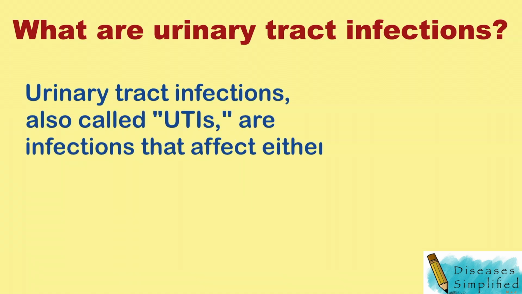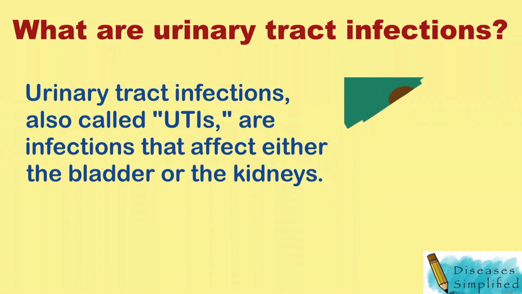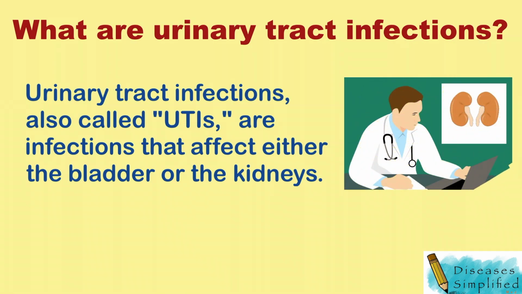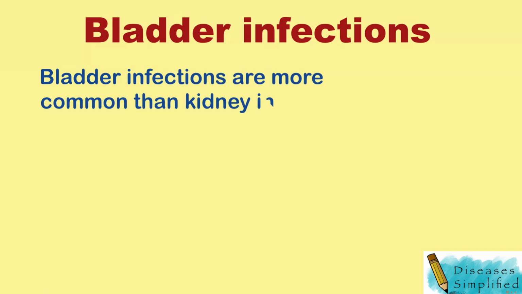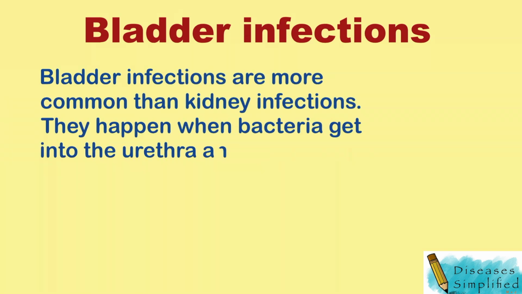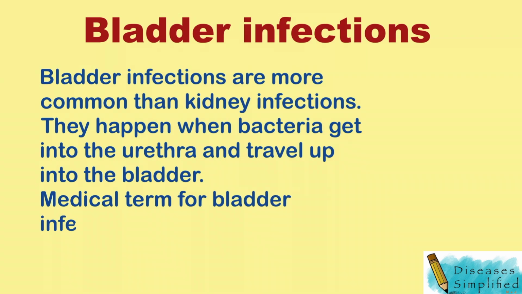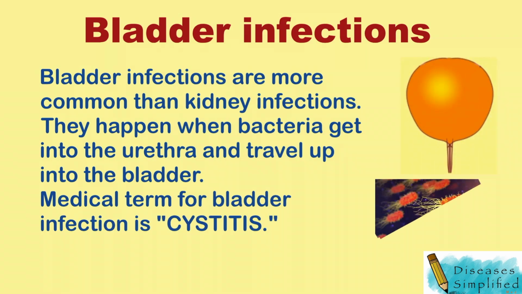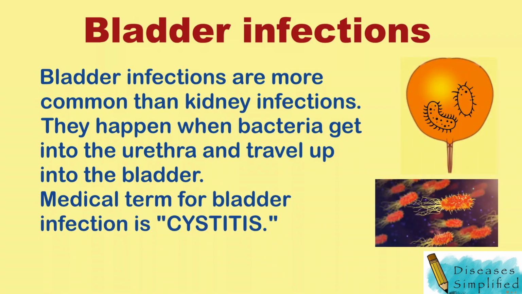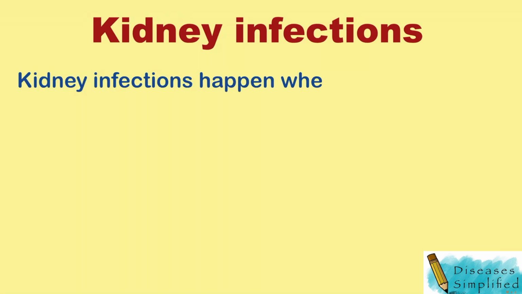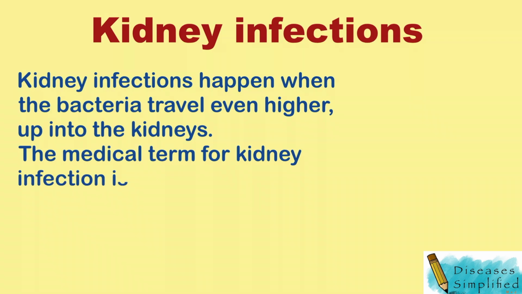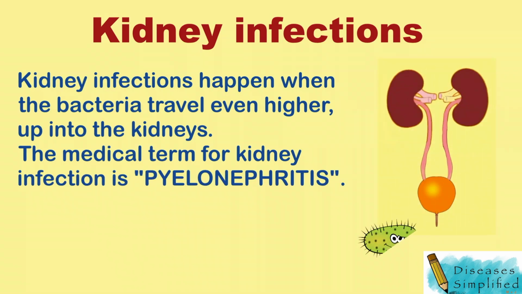Urinary tract infections, also called UTIs, are infections that affect either the bladder or the kidneys. Bladder infections are more common than kidney infections. They happen when bacteria get into the urethra and travel up into the bladder. The medical term for bladder infection is cystitis. Kidney infections happen when the bacteria travel even higher up into the kidneys. The medical term for kidney infection is pyelonephritis.